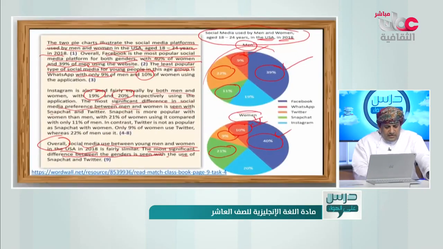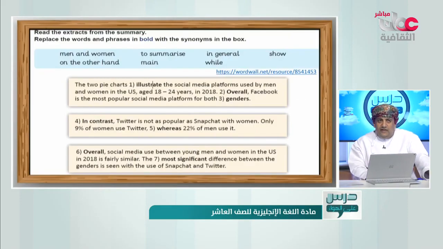So let's return back. Now here we have some words we can change with other words. To summarize, in general, show, men and women. On the other hand, main, while. For example, here the word illustrate, we can use another word. We can say show. Yeah. Here overall, we can say in general.